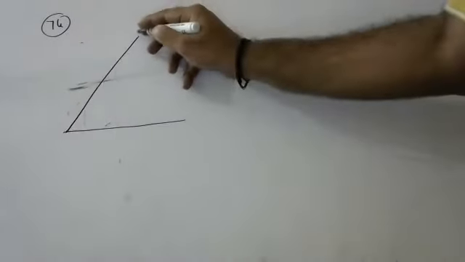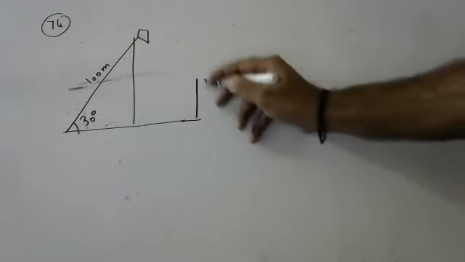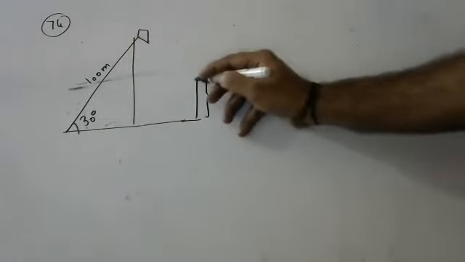74th sum, children. This many sums, no one will discuss in any school. A boy is standing on the ground and he's flying a kite with a 100-meter string at an angle of 30 degrees. Another boy is standing on the roof of a 10-meter high building.